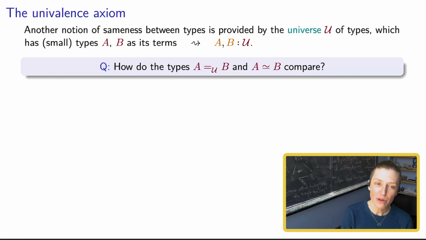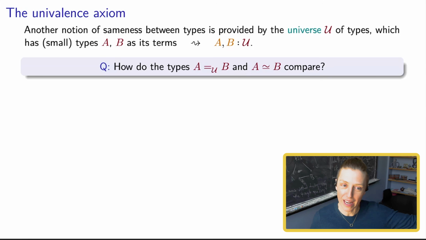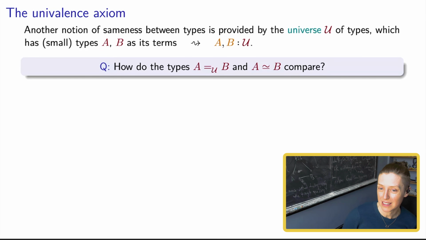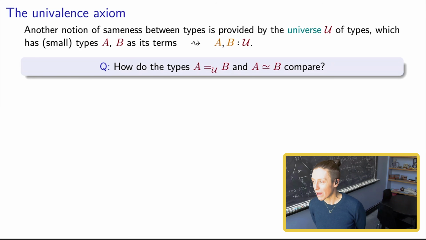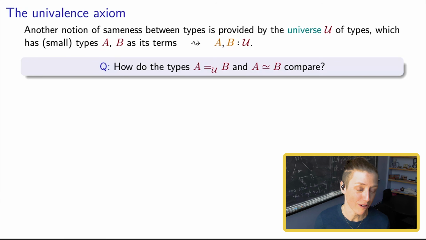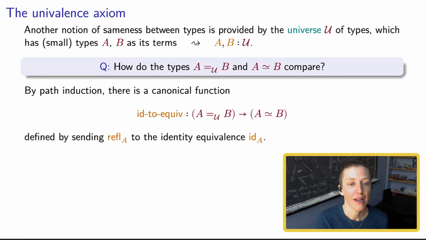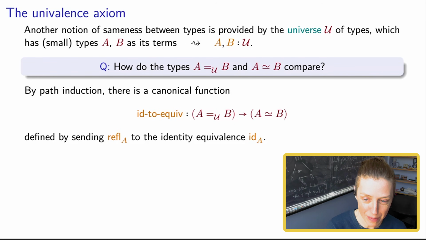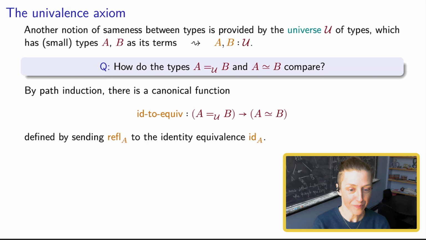And this gives us two different notions of sameness between types. On the one hand, we just defined the notion of equivalence. So we can say that types A and B are equivalent if I have a term in this type of equivalences. But you might also think that A and B are related if there's a path from A to B in the universe of all types. In other words, if I have a term in the identity type A equals B. And what Voevodsky... well, firstly, there's a map between these types. By path induction, there's a canonical way to turn a path from A to B into an equivalence between A and B.